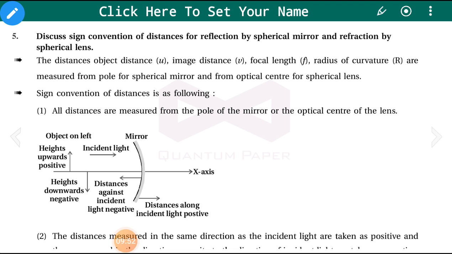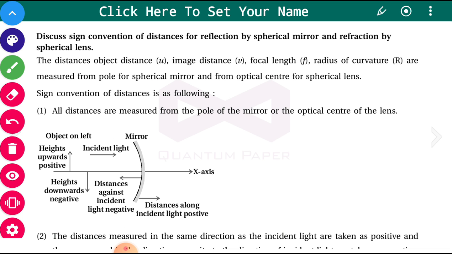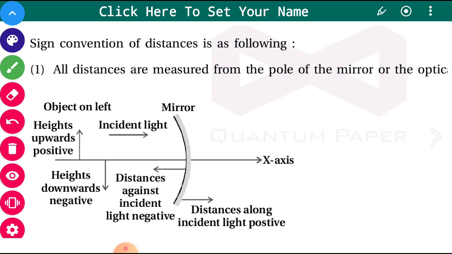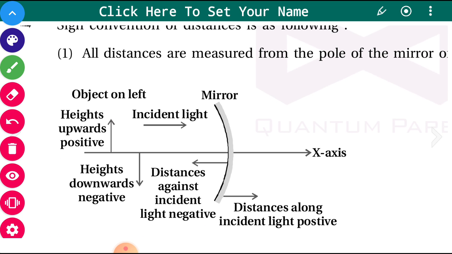Now we take the sign convention for the discussion of the spherical mirror and the reflection by the spherical lens. Now you can understand this part better. This is very easy. You must have discussed this in your 10th standard even.